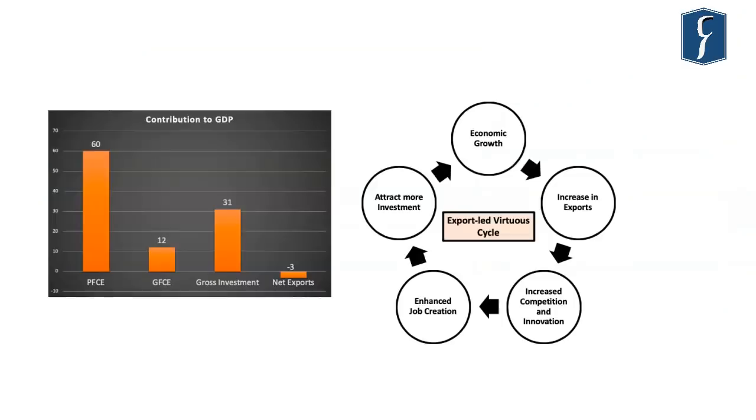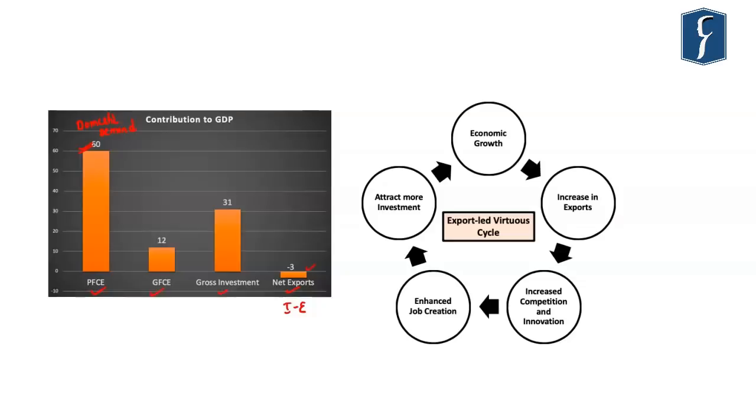Now, for any economy, there are majorly four drivers, that is the private final consumption expenditure, that is the domestic demand, the government final consumption expenditure, investment, and the net exports, which is calculated as the total exports minus the total imports. Now, as far as India is concerned, it is the domestic demand, that is the private final consumption expenditure, that is considered the major driver, accounting for almost 60% of India's GDP. However, if you look at the net exports, its share is minus 3%.